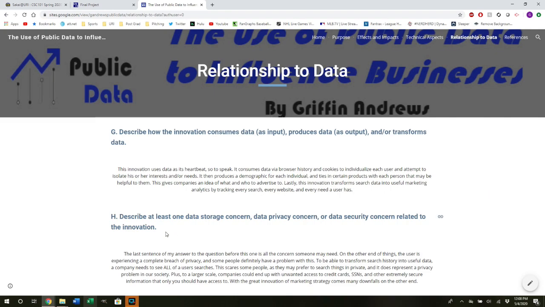Prompt H, I've hinted at this, foreshadowed this a little bit. It's to describe at least one data storage concern, data privacy concern, or data security concern related to this innovation. Privacy is a pretty big concern when it comes to tracking public data, because some people might want to search what they want in private and not have to worry about some sort of FBI agent tracking them down, or some sort of marketing campaign now targeting them to buy things that they may or may not need. The user is experiencing a complete breach of privacy, and there is definitely a problem with that.